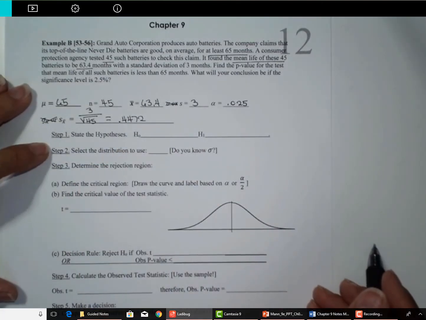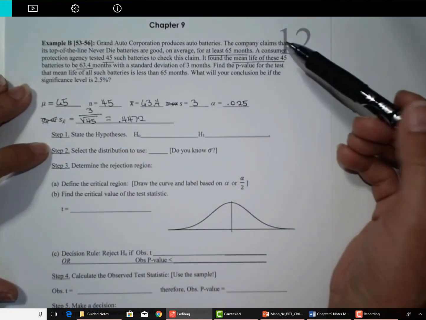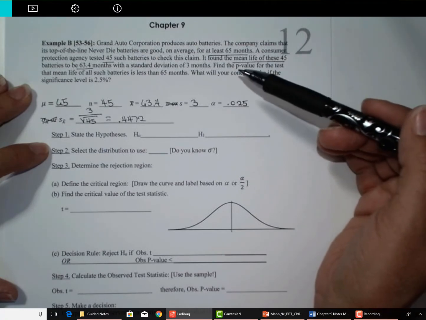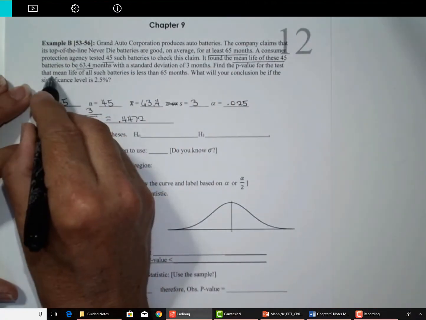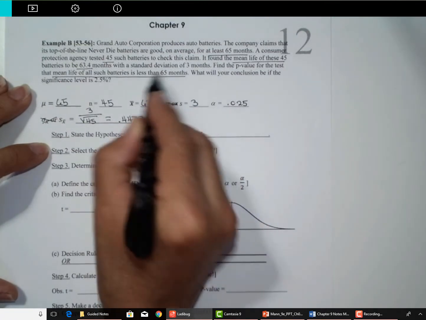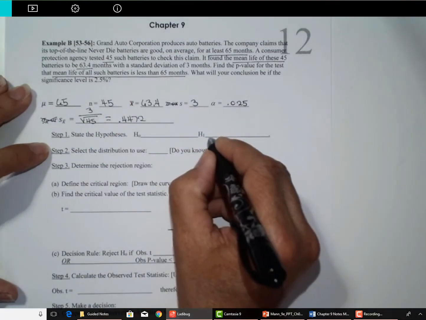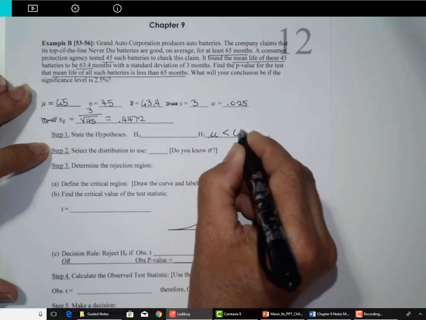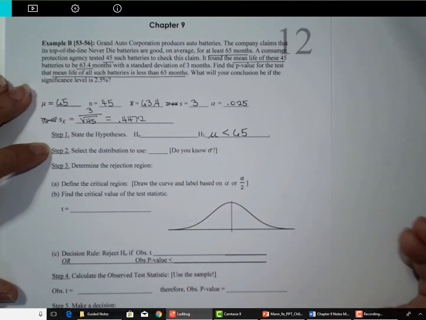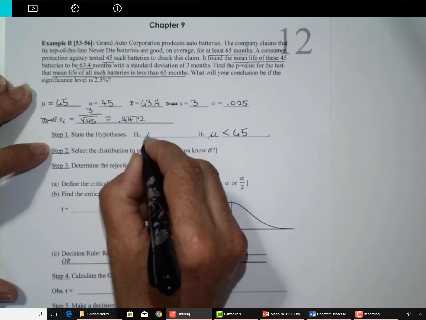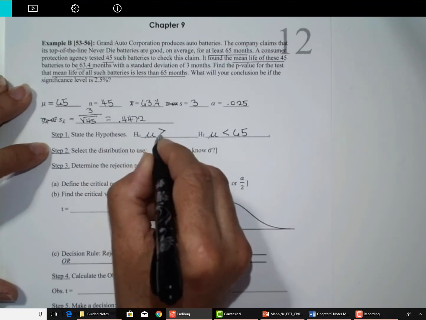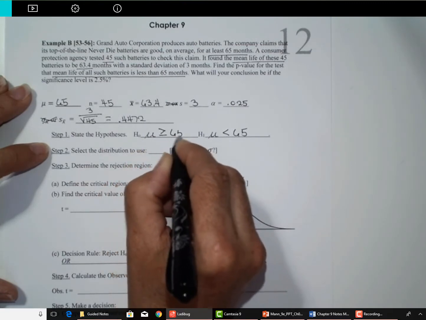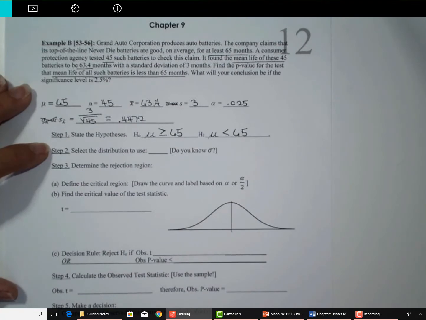Let's look at our hypotheses. What are we interested in proving? We're interested in proving if the mean life of all such batteries is less than 65 months. That's going to be our alternative hypothesis. We want to know if the mean is less than 65. Well, if the mean is equal to or greater than 65, the consumer agency has no problem. So that would be our null hypothesis. It can be either greater than 65 or equal, and they're okay.